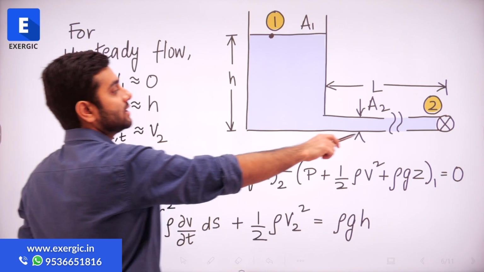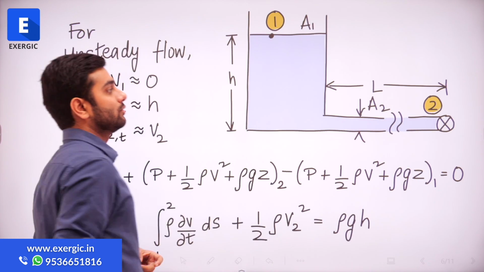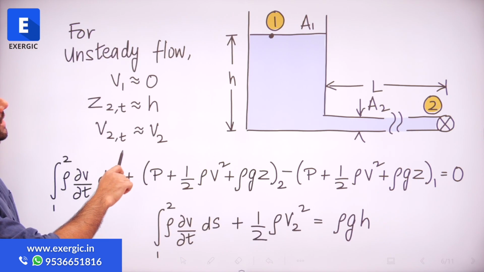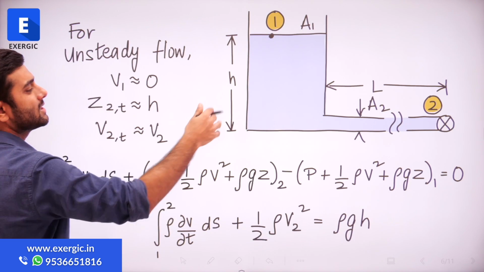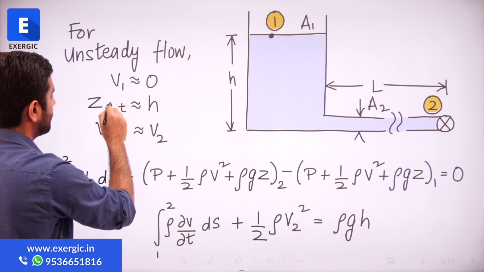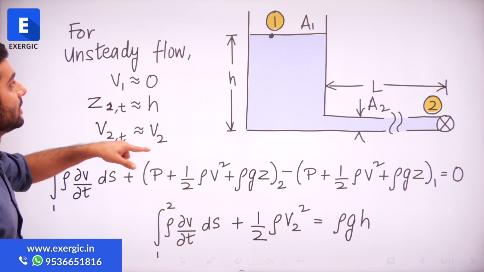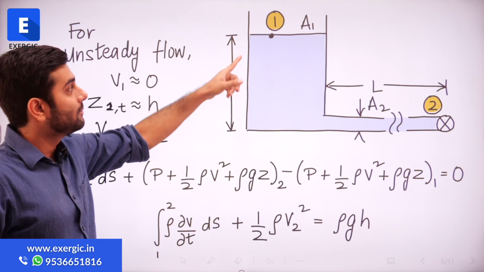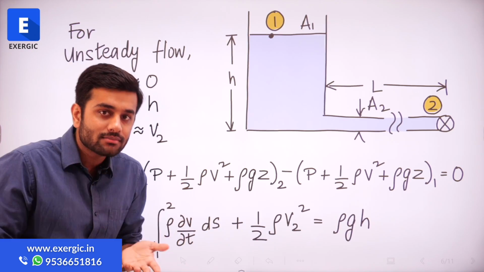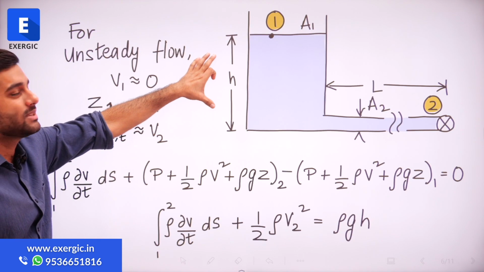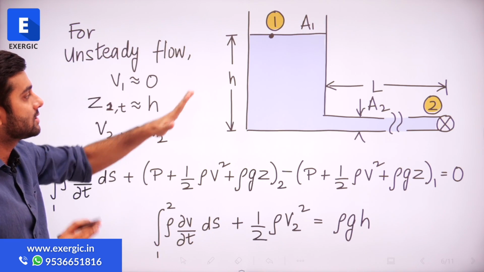Z2t, Z2 with respect to time, will be 0, not h. Z1t will be h, Z2 will be 0. I think it should be Z1t. Z1t we have taken to be h. Because Z1 here, with respect to time, as we know, it will change, but we are taking it to be almost the same as h because the change is very slow.